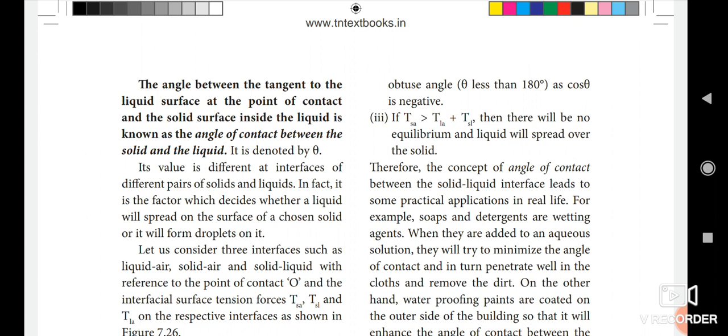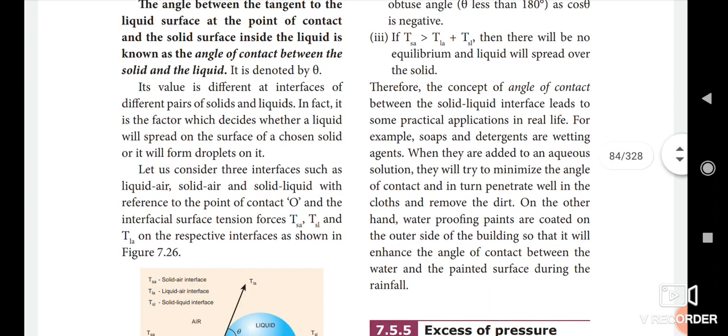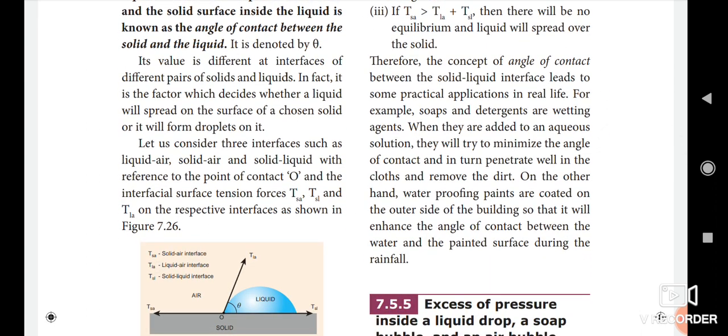Let us consider three interfaces: liquid-air, solid-air and solid-liquid. All three contain the reference point at the point of contact, taken as O. The interfacial surface tension forces are TSA, the surface tension for solid-air, TSL, the surface tension for solid-liquid, and TLA, the surface tension for liquid-air.